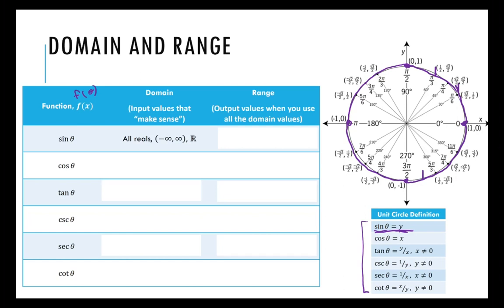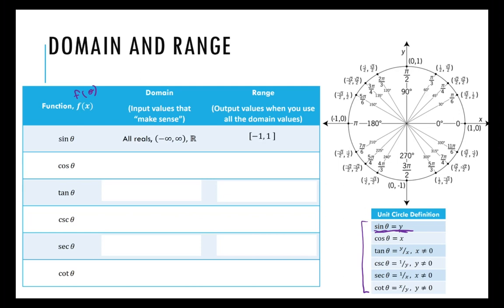I was literally just thinking about what the y coordinate on the unit circle was as I circled around. But notice that if I'm dealing with the y values on the unit circle, they're never going to be bigger than 1. They're never going to be smaller than negative 1. And since that's the case, I can claim that the range of sine is going to be between negative 1 and 1, including those endpoints. Remember that the square brackets are inclusive, meaning including.